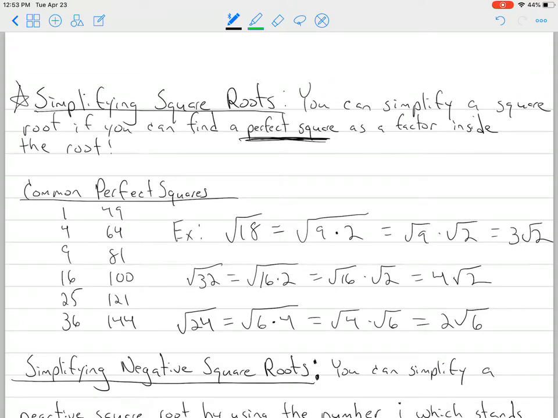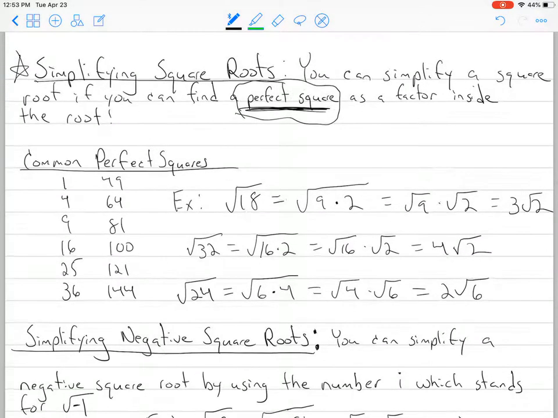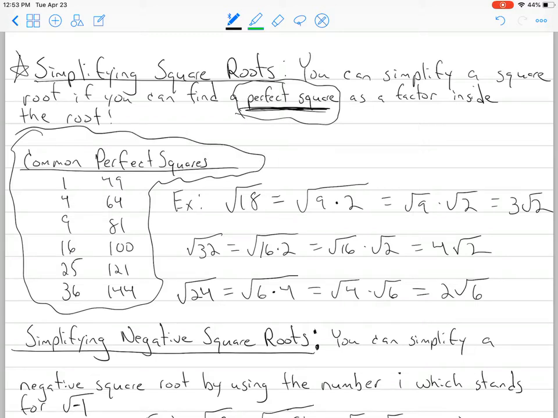Okay, so you can simplify a square root if you can find a perfect square as a factor inside of that root. All right? So over here, I wrote down a lot of common perfect squares for you guys: 1, 4, 9, 16, 25, 36, 49, 64, 81, 100, 121, 144. Those numbers are what you're looking for as factors inside your roots.